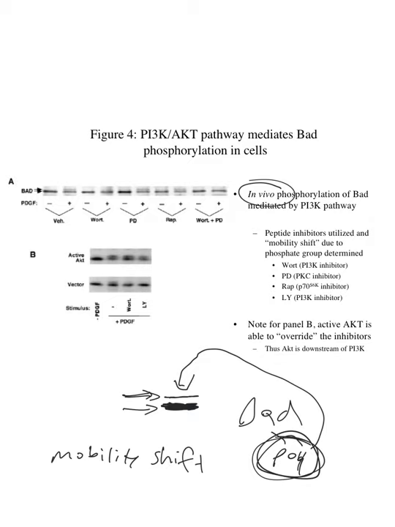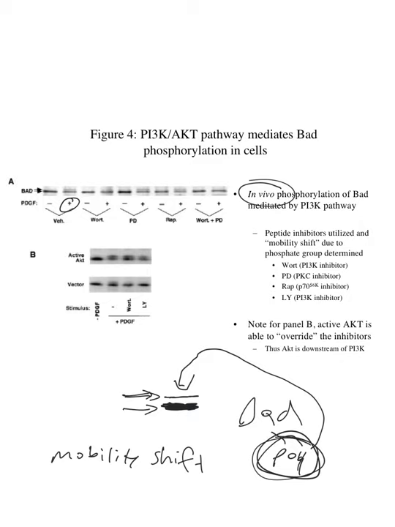So now what we're doing is we have cultured cells. We stimulate with the growth factor. Anytime we see a plus here, we know that we've stimulated with the growth factor. The ligand binds to the receptor, it sets off the signaling cascade. And now we take Bad out of those cells, out of those cell lysates, and we run it on a gel. And we ask, do we see the mobility shift or not?